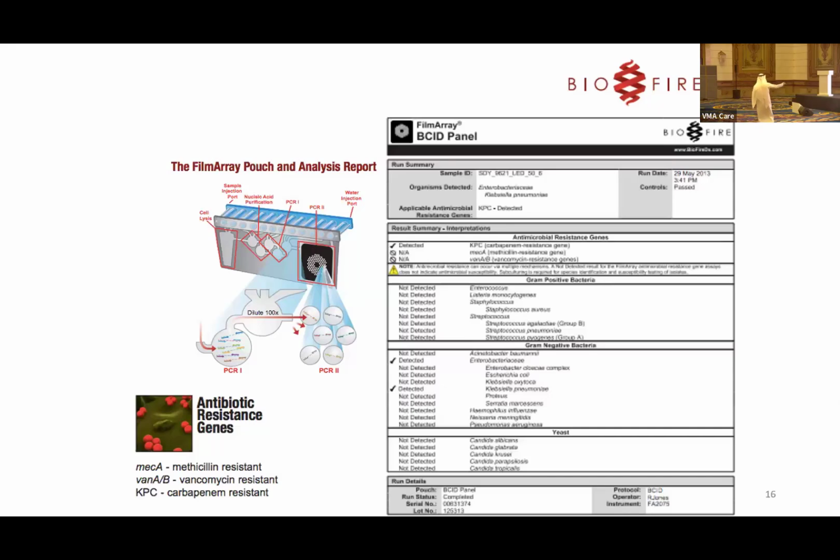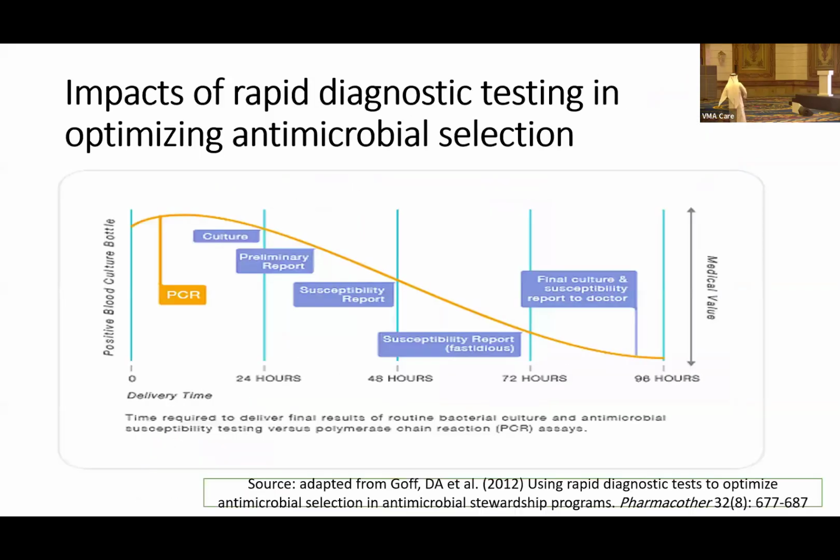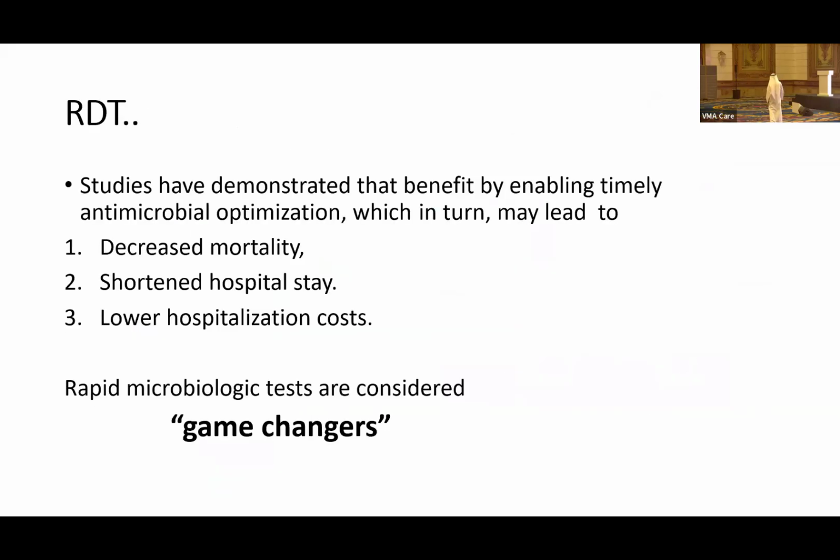This is an example for a patient where you have detected, for example, Enterobacterales, Klebsiella pneumoniae, and you have detected KPC within 1 hour of gram stain. So let's continue. Again, this is the same concept. With doing PCR, you will have a result within 1 hour of the positive blood culture.